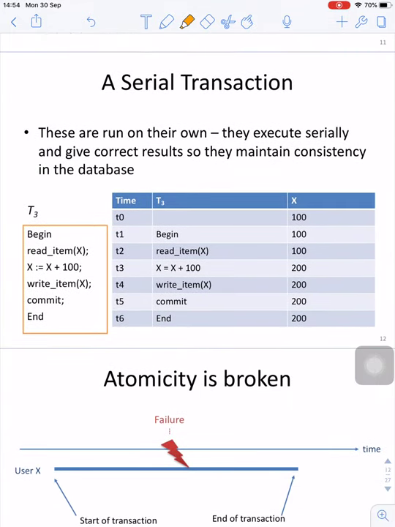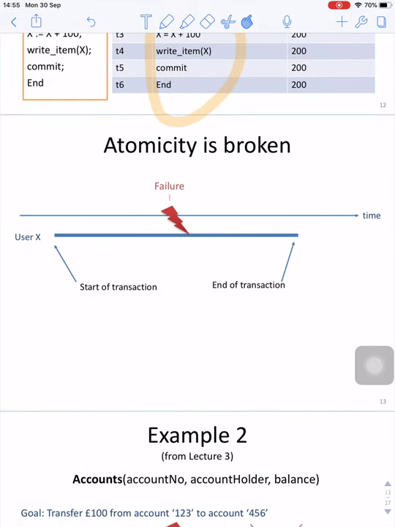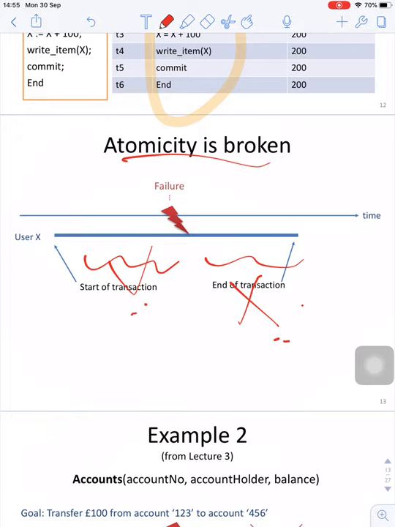Okay, cool. Serial transactions are executed serially and give the correct result, so that they maintain consistency when running on their own. The main takeaway is that on their own, they execute serially and give the correct answer to maintain consistency. It takes one transaction and then takes another transaction. If a failure takes place, and part of it happened but part of it did not, then atomicity is broken.